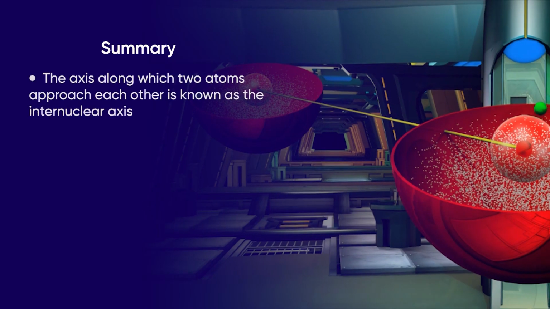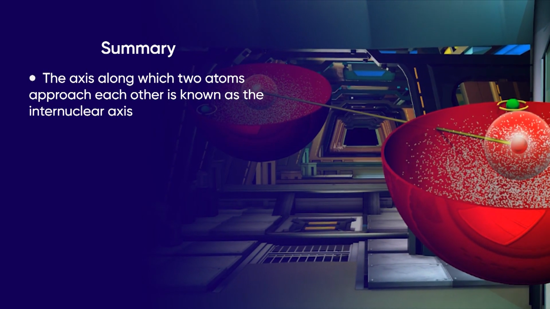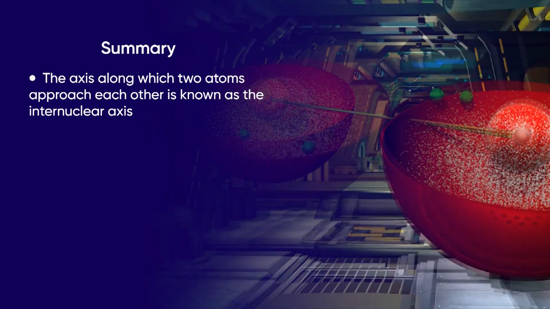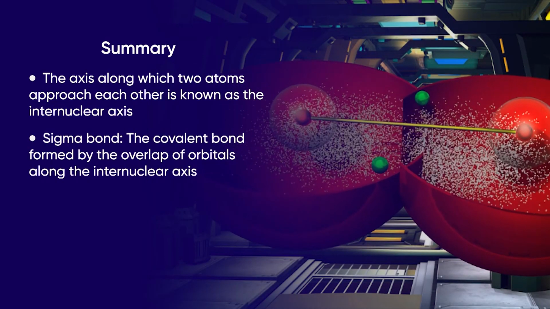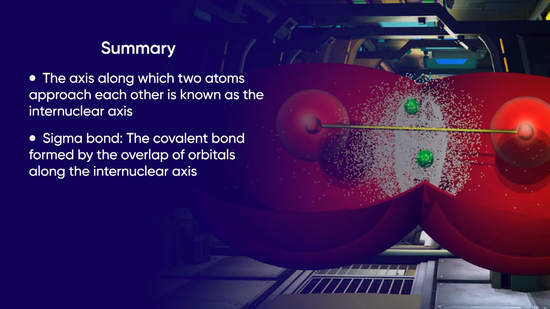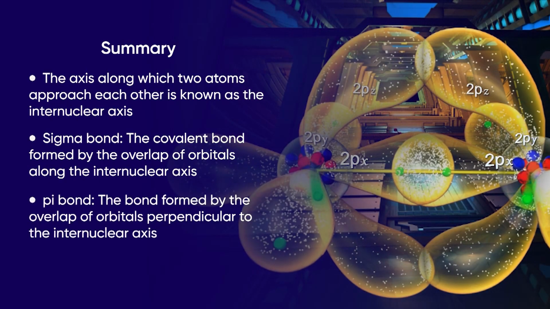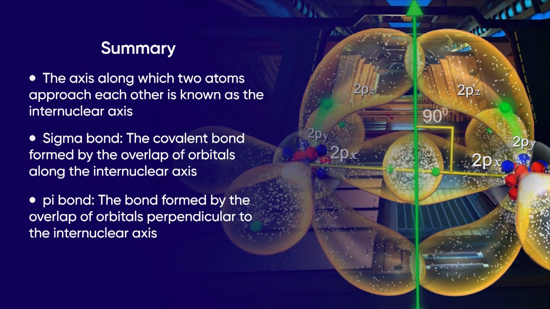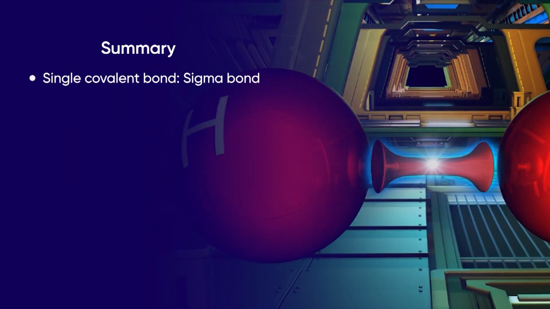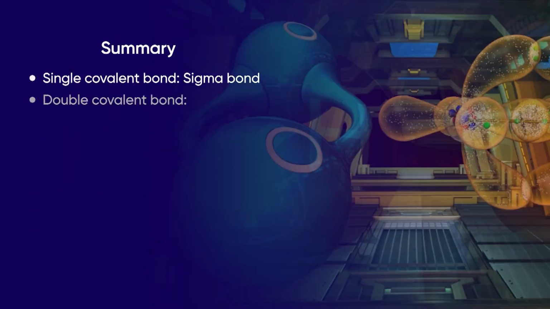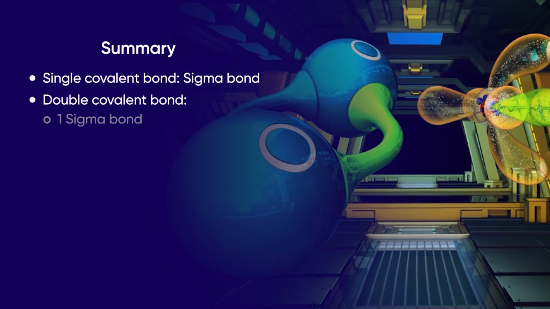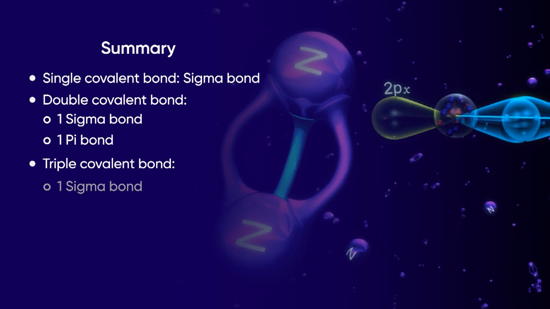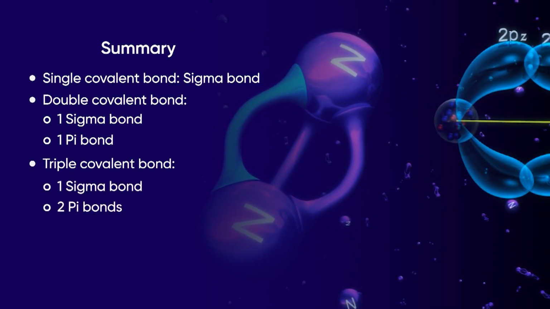To summarize, we have studied that the axis along which two atoms approach each other is known as an internuclear axis. The covalent bond formed by the overlap of orbitals along the internuclear axis is called the sigma bond, while the bond formed by the overlap of orbitals perpendicular to the internuclear axis is called a pi bond. A single covalent bond is a sigma bond. A double covalent bond is made up of one sigma and one pi bond. A triple covalent bond is made up of one sigma and two pi bonds.